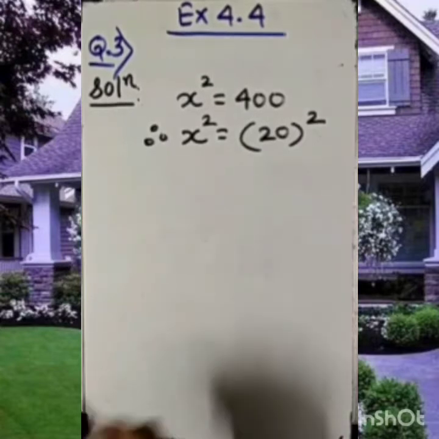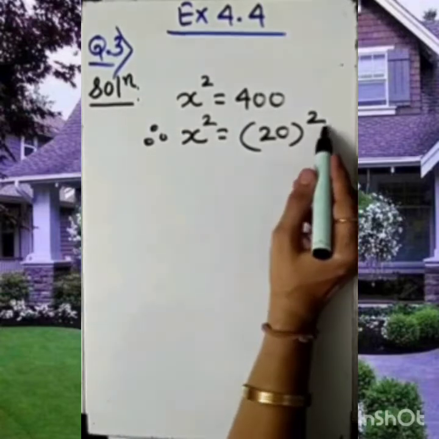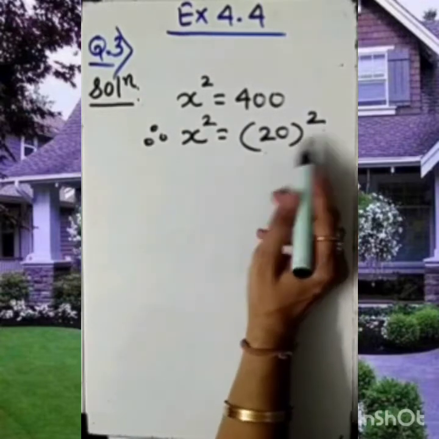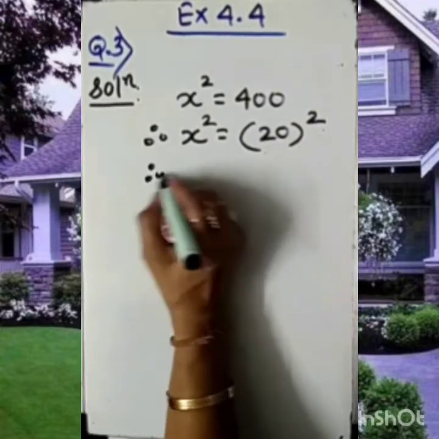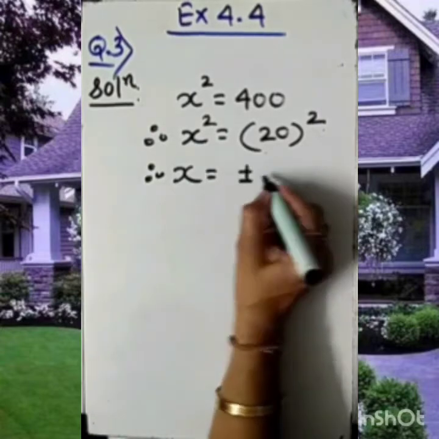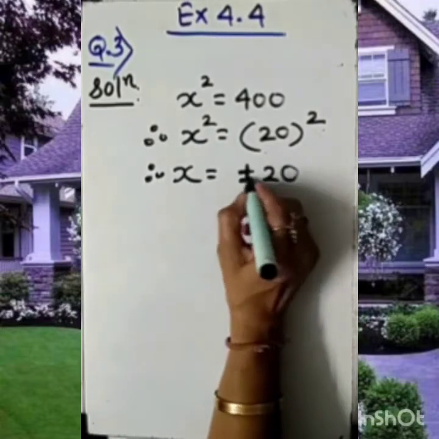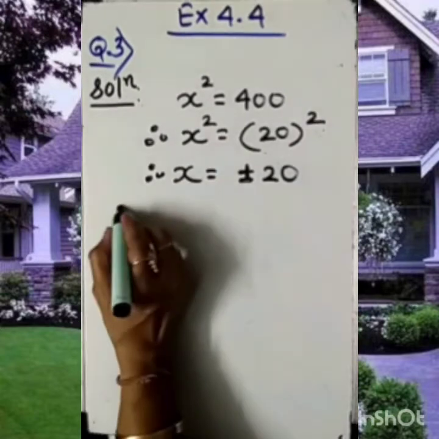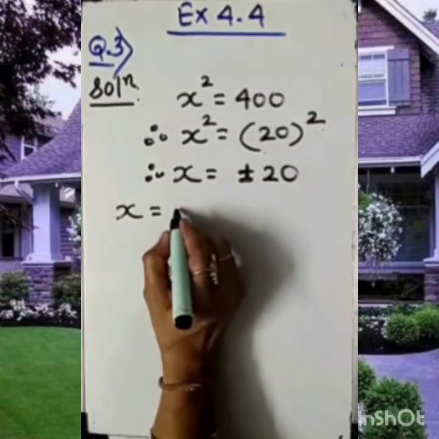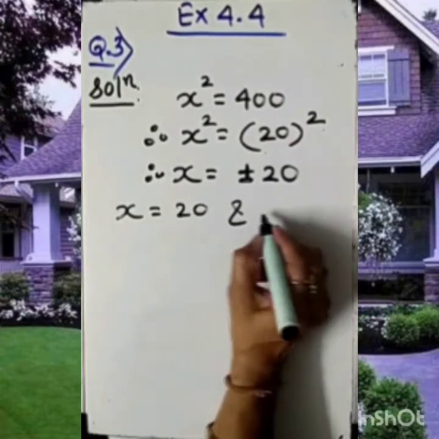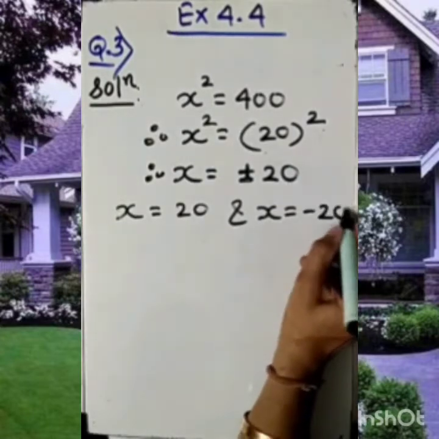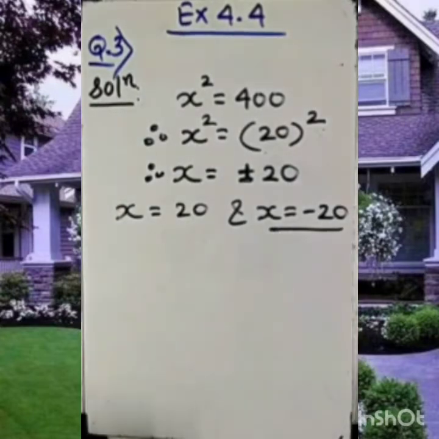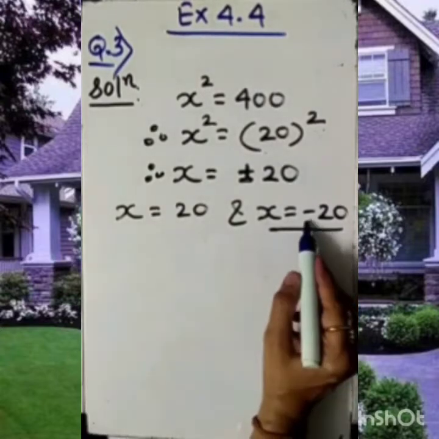Therefore, x square equal to 20 whole square. We know it is the square of 20. But we know the square of a negative number is also 400. So it will be plus or minus 20. So the value of x will be 20 and the value of x will be minus 20 also, because we know the square of a negative number is also positive. So here it is minus 20.